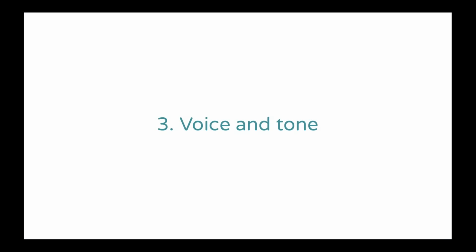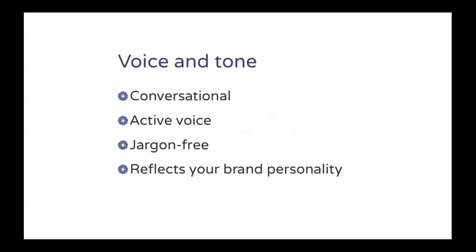All right. The next element that I believe you should have in your content strategy is a description of the voice and tone of your website content. Conversational copy written in an active voice works well for the web in general when you're writing for the web, and it should always be free of jargon, as any of your content should be. And you should write in a way that reflects your organization's specific brand personality.